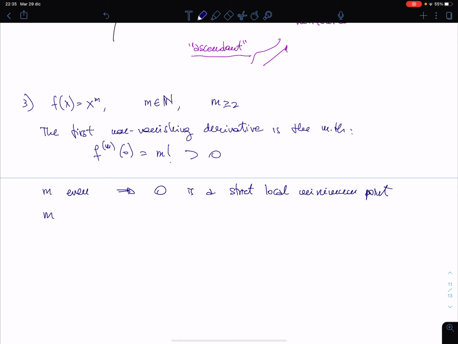If m is odd, then 0 is a horizontal ascendant inflection point.